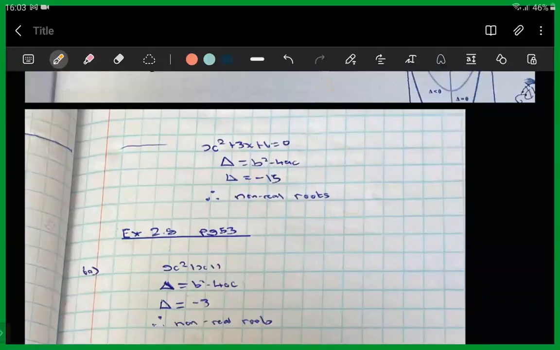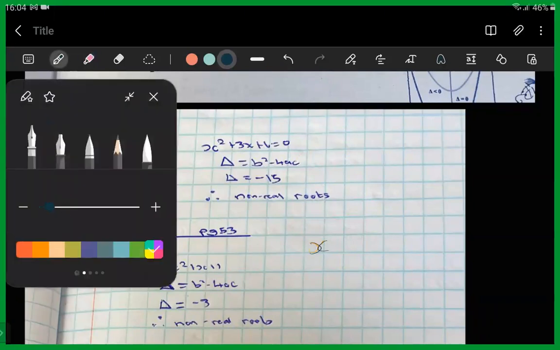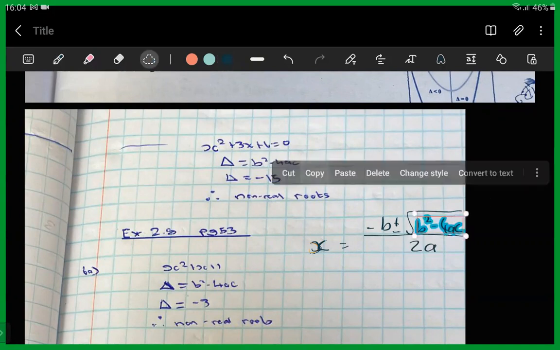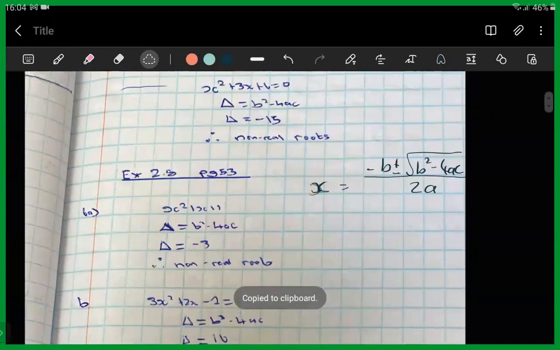When you deal with nature of roots, because when you think of the quadratic formula, it says x is equal to minus b plus or minus the square root of b squared minus 4ac, all over 2a. Now the idea is the part that's under the square root determines what kind of an answer you get.